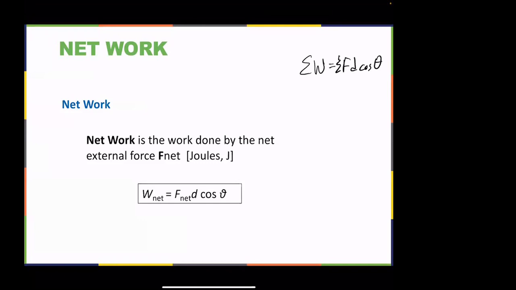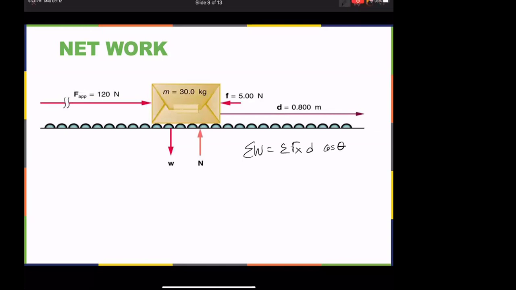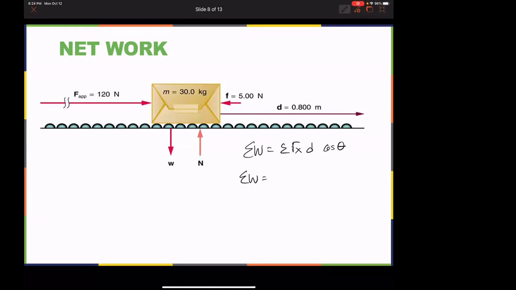And here's just a simple problem to look at it. We have an applied force, a friction force, and a distance. So we would say the sum of the work is the sum of the forces in the x times d, and we have cosine theta, but we don't have to worry about it because it's 0. Cosine 0 is 1. So the sum of the work, or the net work, is equal to 120 minus 5 times 0.8.